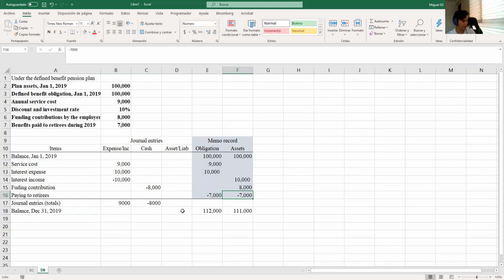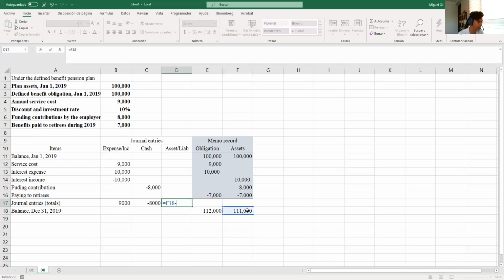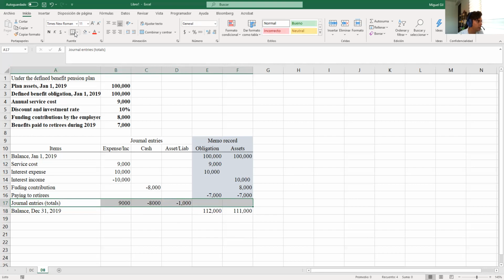So as you can see, I have this difference in here: I have more obligation, right? I have 112,000 as obligation and only 111,000 as assets. So that difference of -1 has to be reflected in here as minus 1,000. With this, I am done with the exercise because now I can finally make my journal entry.